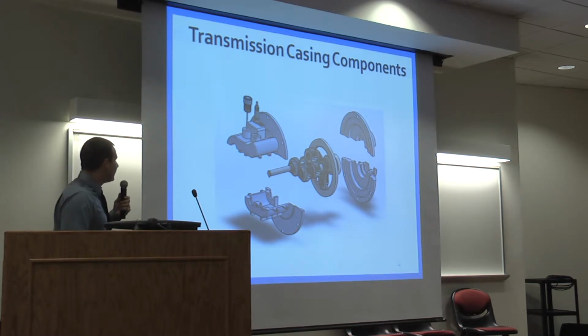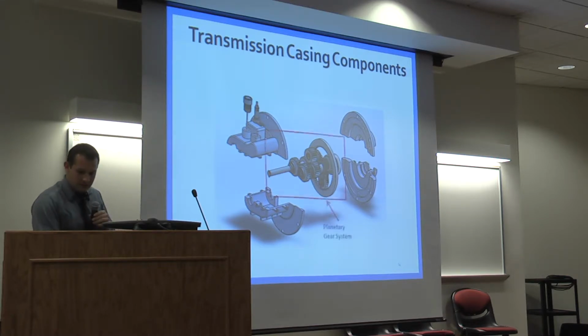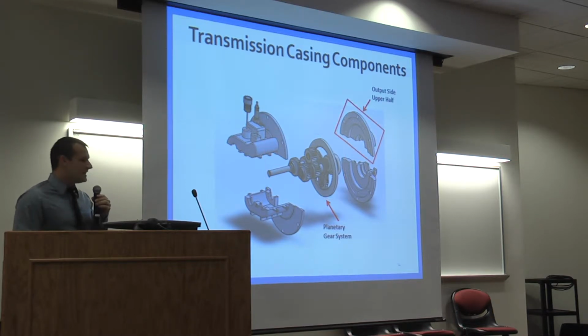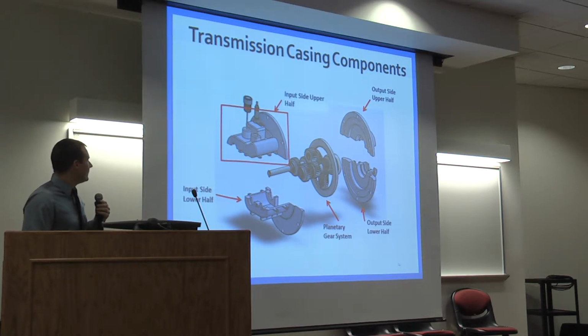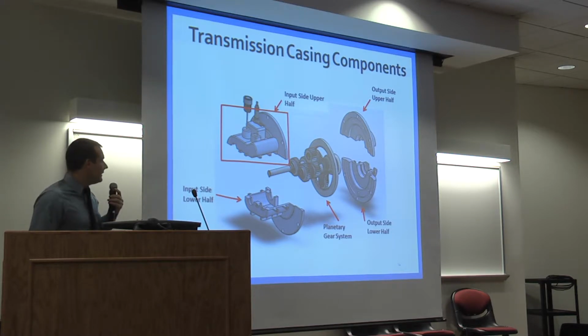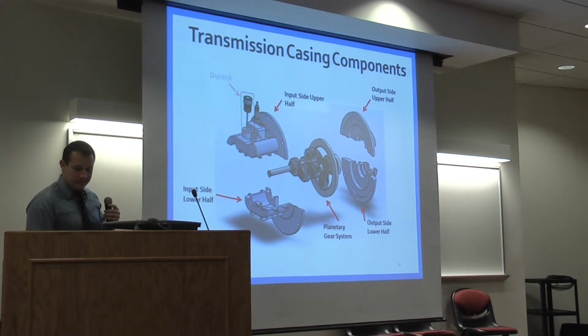This slide shows the different components of the transmission casings. In the middle is the planetary gear system. On the output side is the output side upper half, followed by the output side lower half. For the input side is the input side lower half, followed by the input side upper half. And 2 subcomponents of the input side upper half are the dipstick and the clutch selector switch.